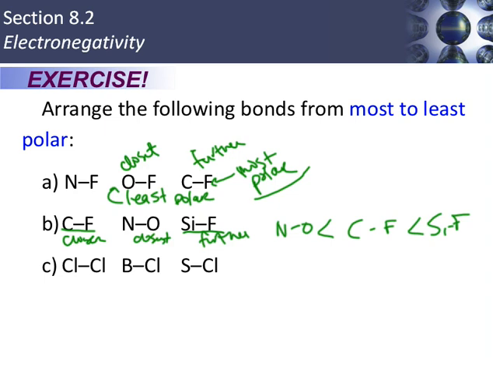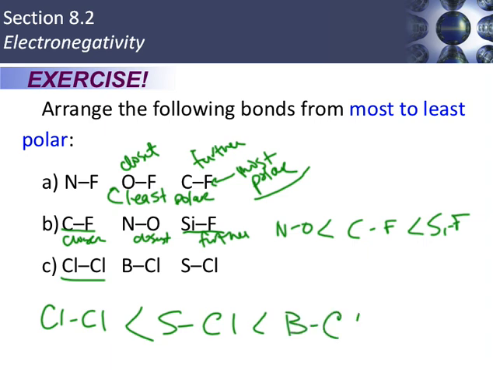All right. Part C, I can tell which one is the least polar without even looking at the table. That's right. There is 0 polarity difference between those two. Which do you think is the next closest together, B to Cl or S to Cl? S to Cl. This one's an easy one. And then B to Cl.